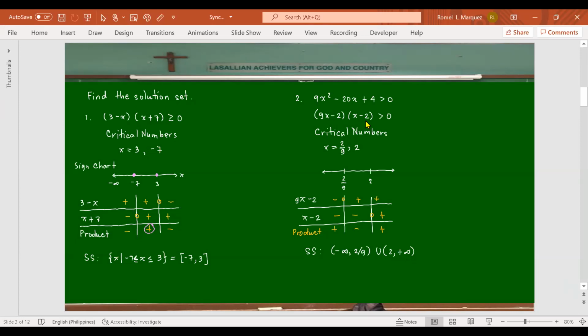When the coefficients are positive and the sign is greater than, it's away. When the coefficients are both positive and the sign is less than, it's in between. Here, with opposite coefficients, when greater than, it's in between; when less than, it's away. When they have different signs, just go back to the rule. But to be safe, you do the sign chart.